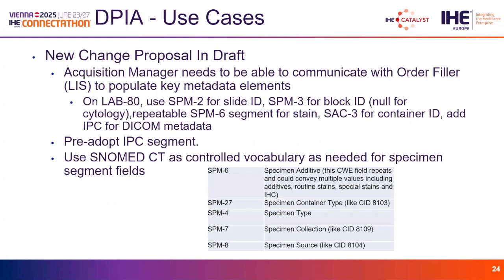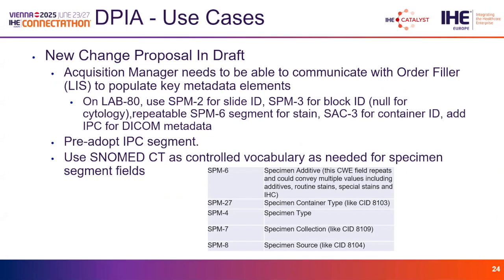Okay, and this is just the actual example of some of the changes that were made to be in line with HL7 and the appropriate use of segments for certain things. So for example, there is a repeatable SPM6 segment to be used for the stain. The SAC3 segment is used for the container ID. We've added the IPC segment for DICOM metadata, which we're pre-adopting.